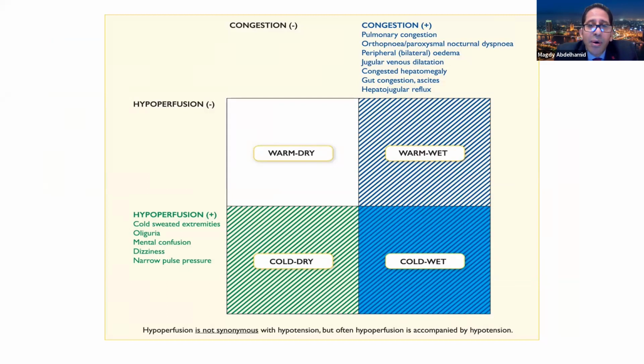So we will classify our patients into 4 categories. And the most complex is the cold and wet type. Patients who have high blood pressure and high filling pressure, in addition to very low cardiac index.